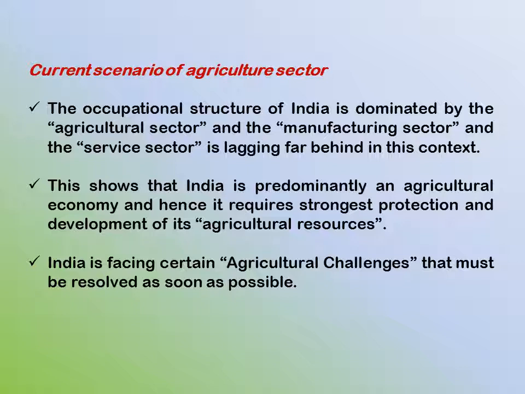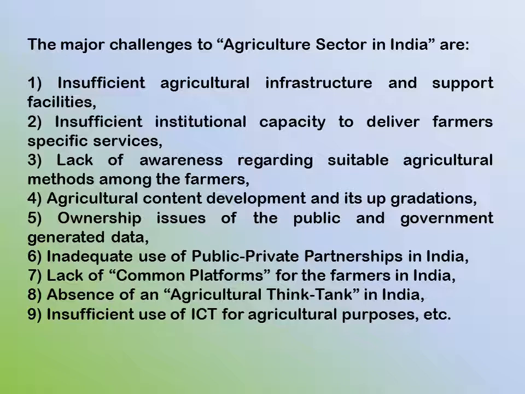Now, the current scenario of the agriculture sector. The occupational structure of India is dominated by the agriculture sector and the manufacturing sector, and last is the service sector. The service sector is lagging far behind in this context. This shows that India is predominantly an agriculture economy, and hence it requires the strongest protection and development of its agriculture resources. India is an agro-based country. India is facing certain agriculture challenges that must be resolved as early as possible. Now, these are the different challenges. First is insufficient agriculture infrastructure and support facilities.